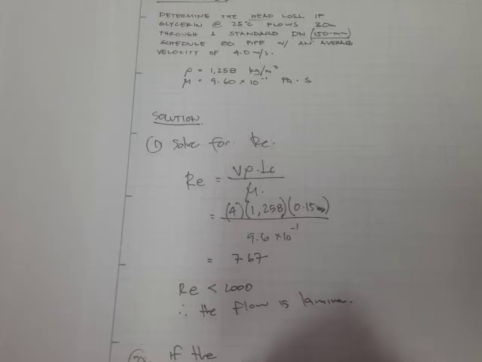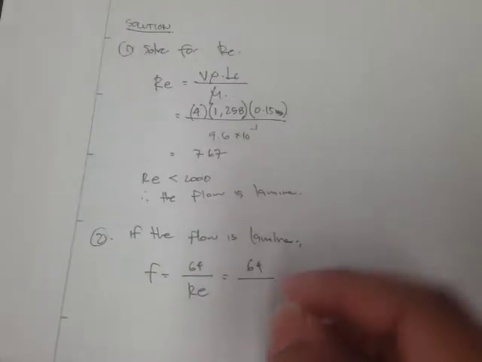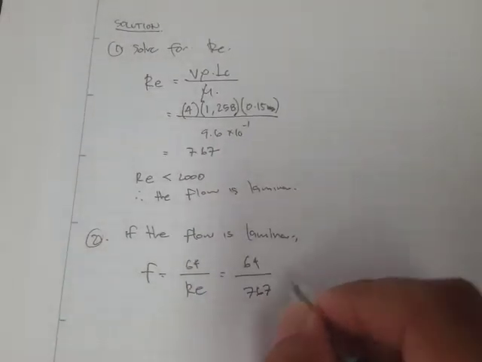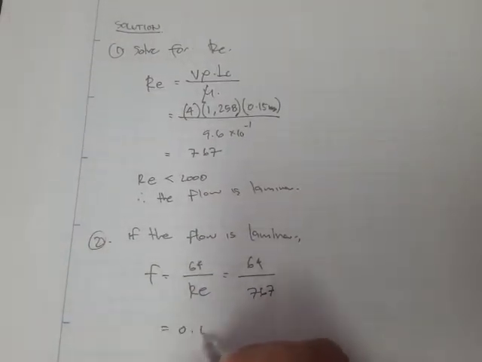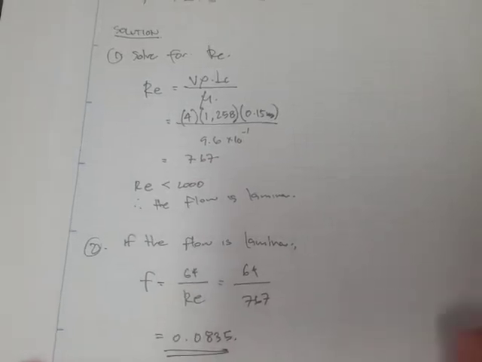So if the flow is laminar, it means that the friction factor is equal to 64 all over the Reynolds number. So 64 all over Re, 767, and that's equal to 0.0835. Right, this is our friction factor.